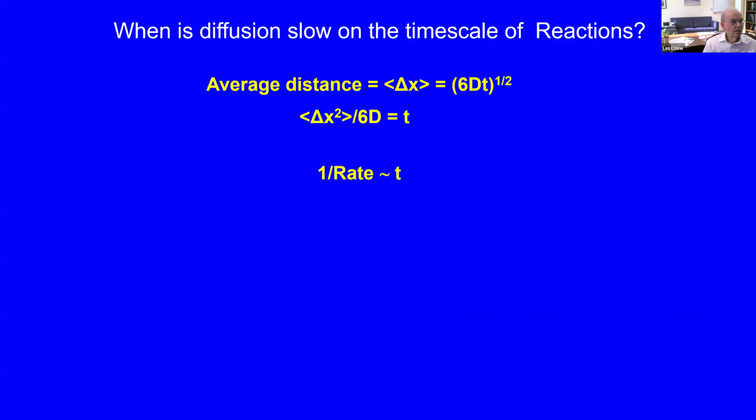Okay, when is diffusion slow on the time scale of reactions? Just a little rule of thumb: the average distance that a molecule moves is proportional to the square root of time. It's given by the square root of 6 times the diffusion coefficient times time. So that gives you an idea of what the time scale of diffusion is.